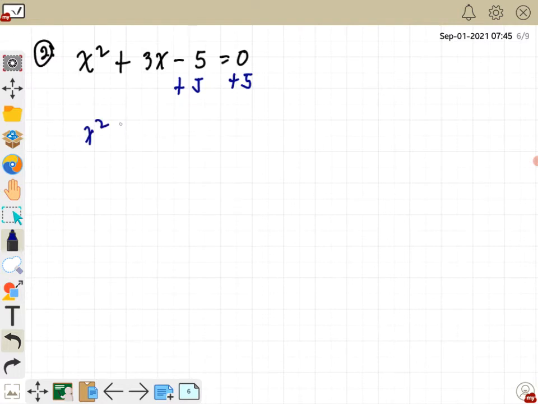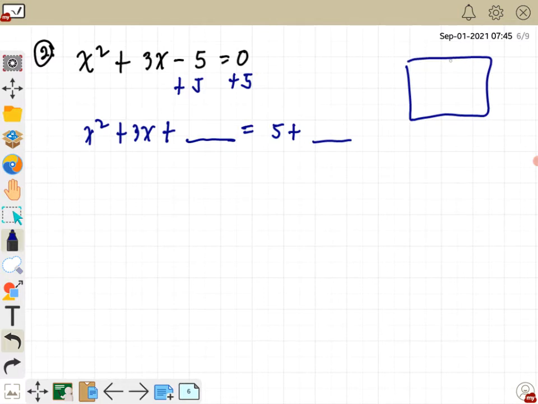So we have x squared plus 3x, and we need to add a quantity. Okay, so what do we need to add? We need to try to look at here. This is x squared, and we need to divide 3x into 2, and that is 3 over 2x and 3 over 2x.